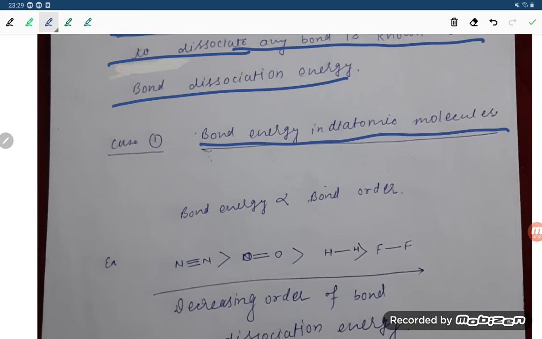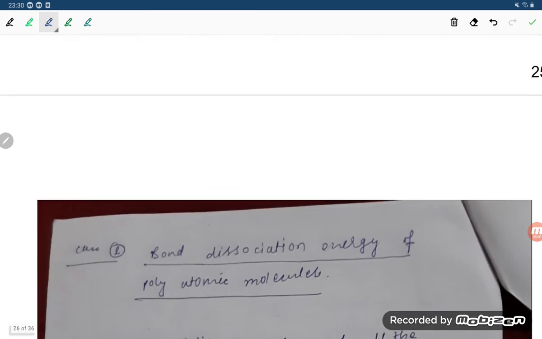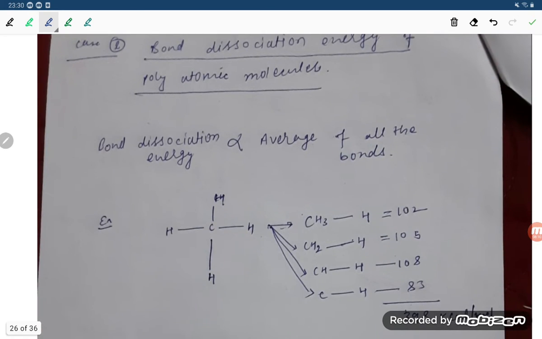Bond energy in a diatomic molecule is proportional to bond order. So N-N triple bond, O-O triple bond, in decreasing order of bond energy. The more the number of bonds, the more the bond dissociation energy. The fewer the number of bonds, the less the bond dissociation energy.